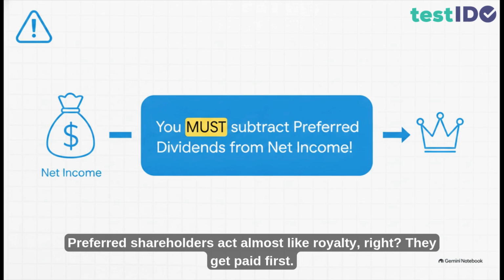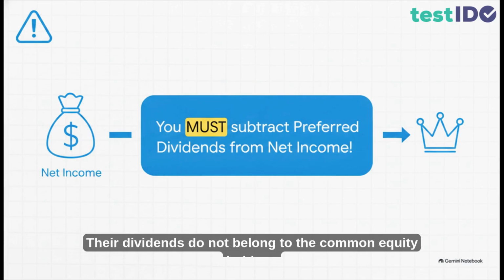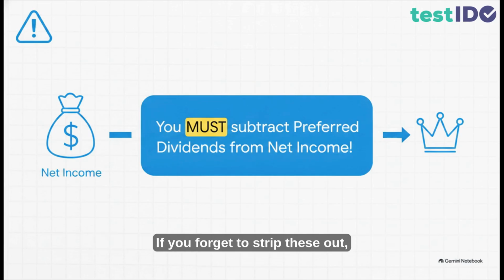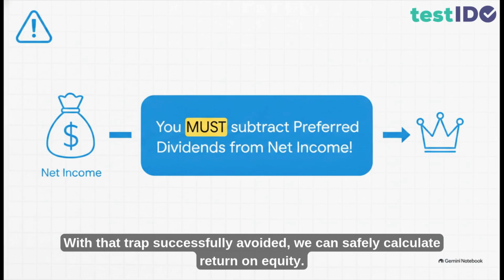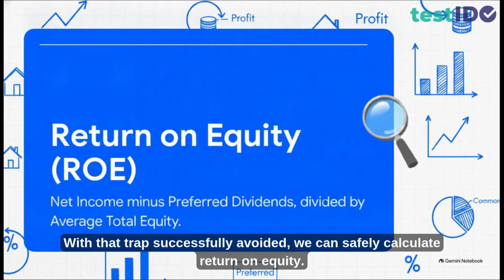Preferred shareholders act almost like royalty, right? They get paid first. Their dividends do not belong to the common equity holders. If you forget to strip these out, your calculation is going to be completely wrong on exam day, period. With that trap successfully avoided, we can safely calculate return on equity.